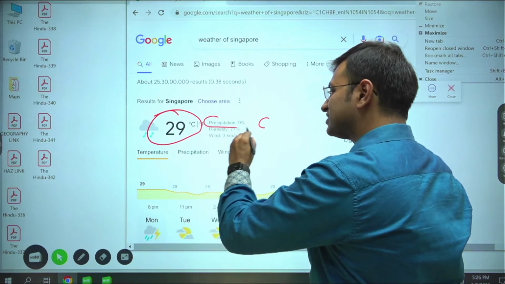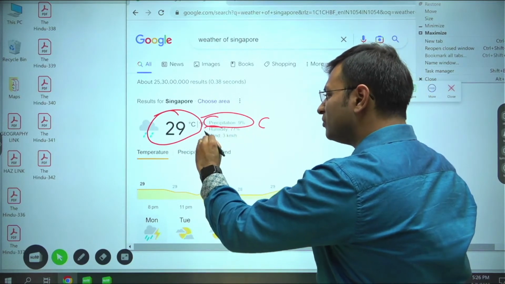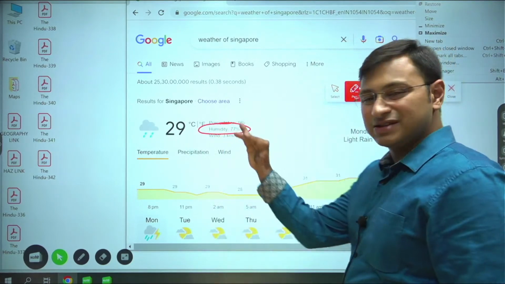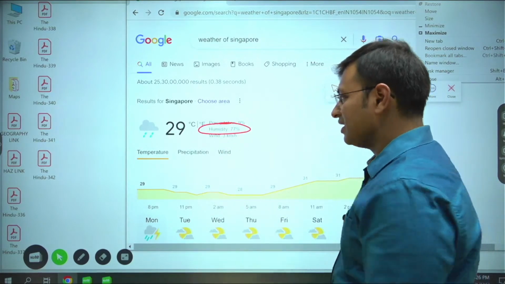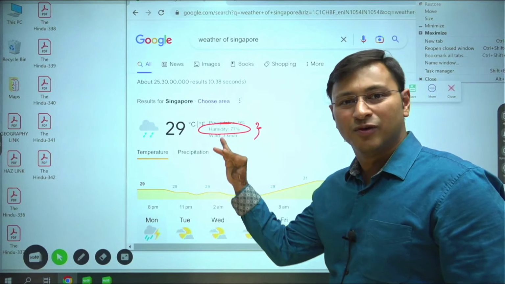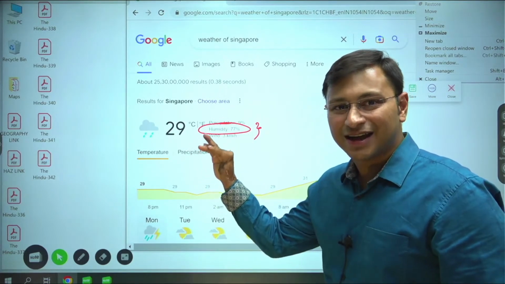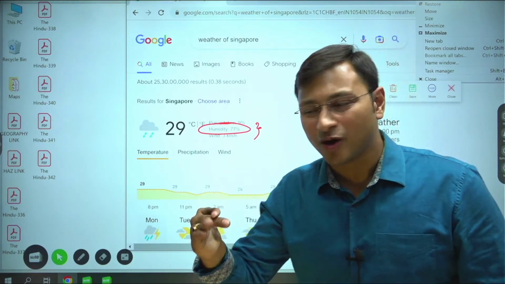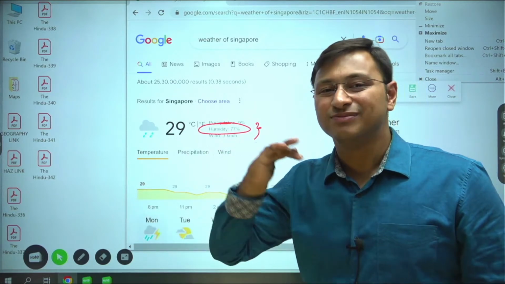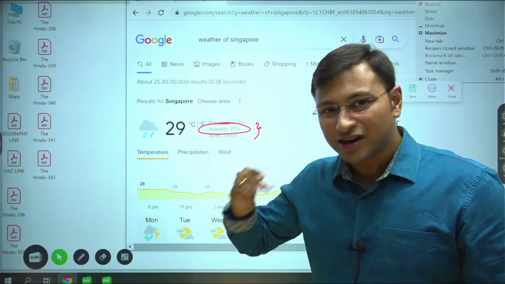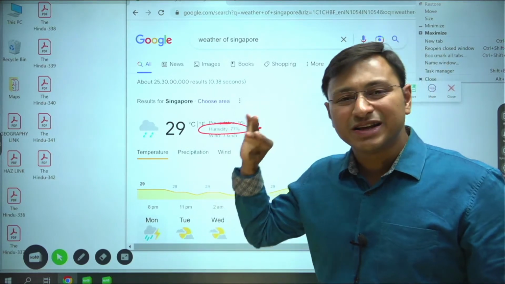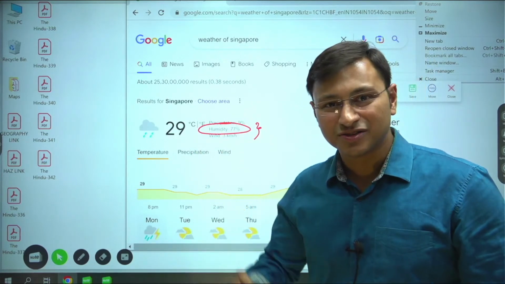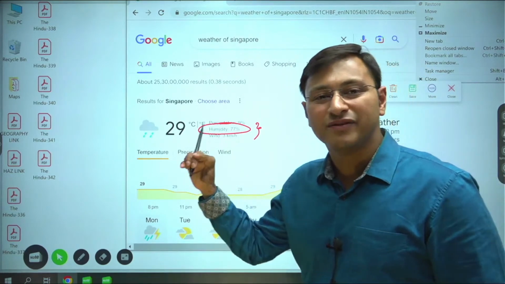The humidity is just 77%, and the precipitation percentage is right now 9%. So if the humidity percentage is 77, what do you mean by this? That air still has roughly 25% in excess of its moisture holding capacity, in the sense that air can still accommodate 25% more water vapor for it to cause precipitation. Hence, the precipitation index is less. It's barely 9%. So there are only 9% chances of you having rainfall in Singapore.